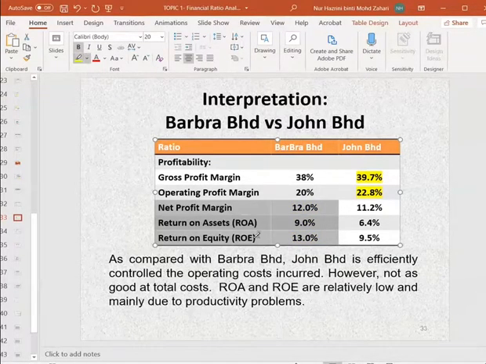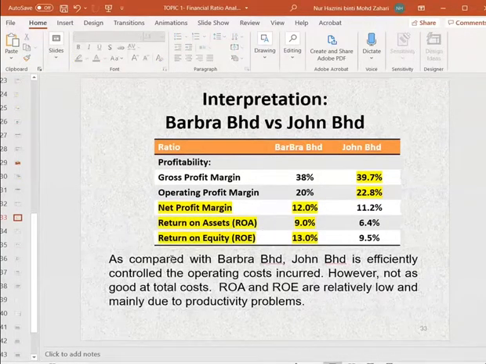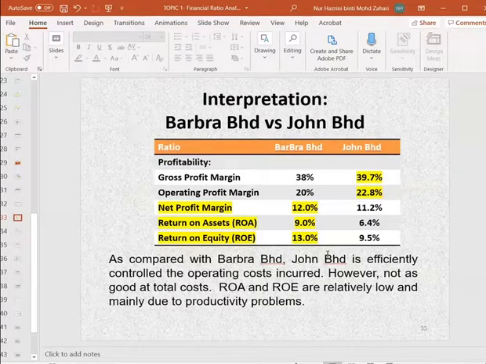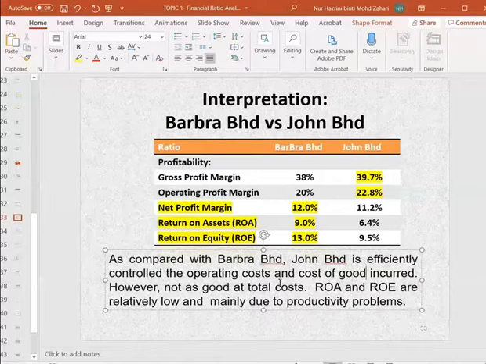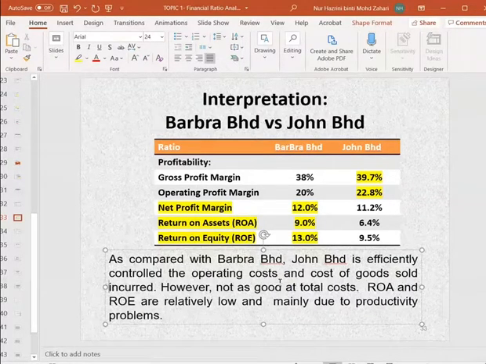Okay, so let's see what you have in your explanation. So as compared to Barbara, John Berhad efficiently controls the operating cost incurred, because operating profit margin is higher. However, here also we can add operating cost and cost of goods sold. Why did I say cost of goods sold? Because from sales to get the gross profit, we have cost of goods sold in between. So that's why the gross profit is higher than Barbara.